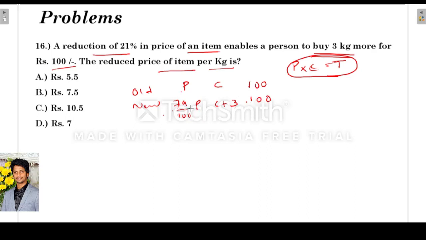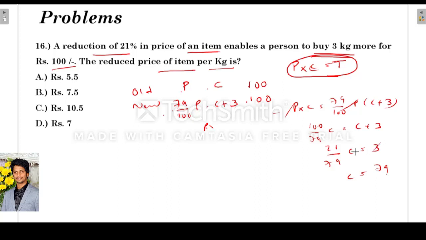So now as the amount remains same, P into C is equal to 79 by 100 P into C plus 3. So this P gets cancelled out. So 100 by 79 into C is equal to C plus 3. So 21 by 79 C is equal to 3, which gives C is equal to 79 by 7. So from this we can find out P. Because P into C is equal to 100, so P into 79 by 7 is equal to 100. So what is P? 7 by 79 into 100.